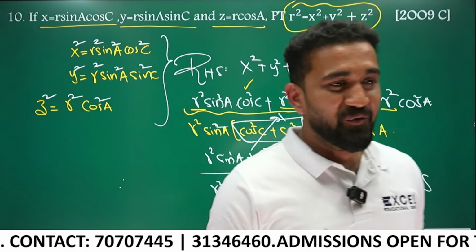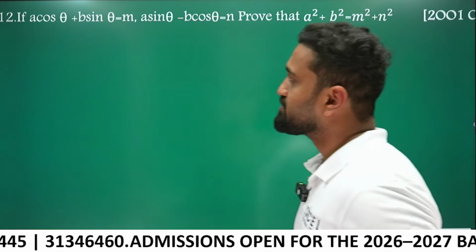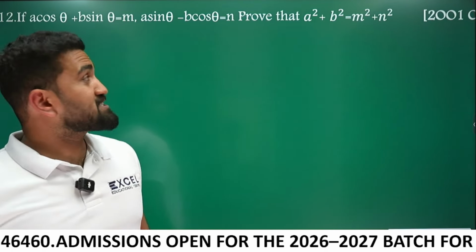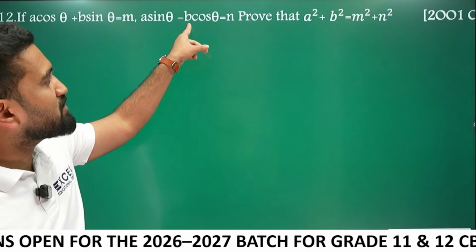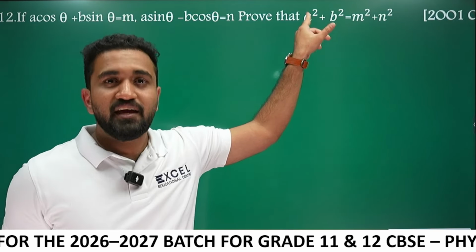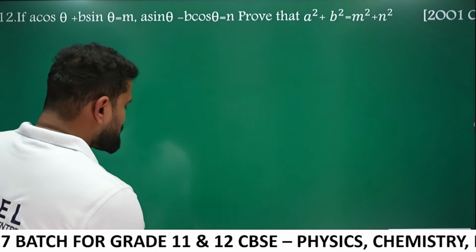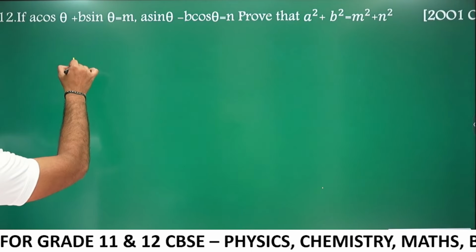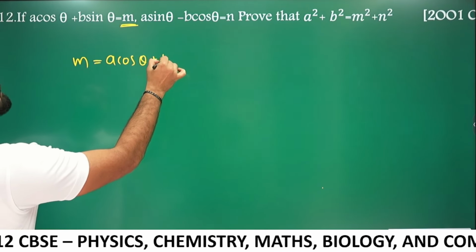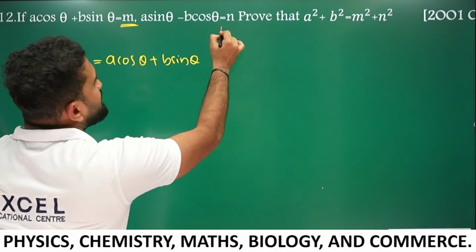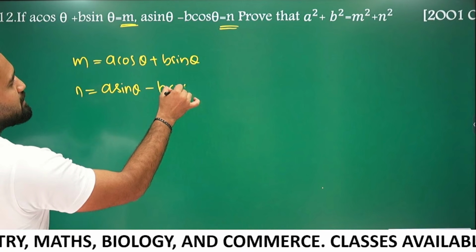Now, I know that you guys are tired. One last question. If the value of a cos theta plus b sin theta is equal to m, the value of a sin theta minus b cos theta is n, then prove that a square plus b square is equal to m square plus n square. Okay, so guys, tell me what is m here. The value of m is equal to a cos theta plus b sin theta. The value of n is equal to a sine theta minus b cos theta.